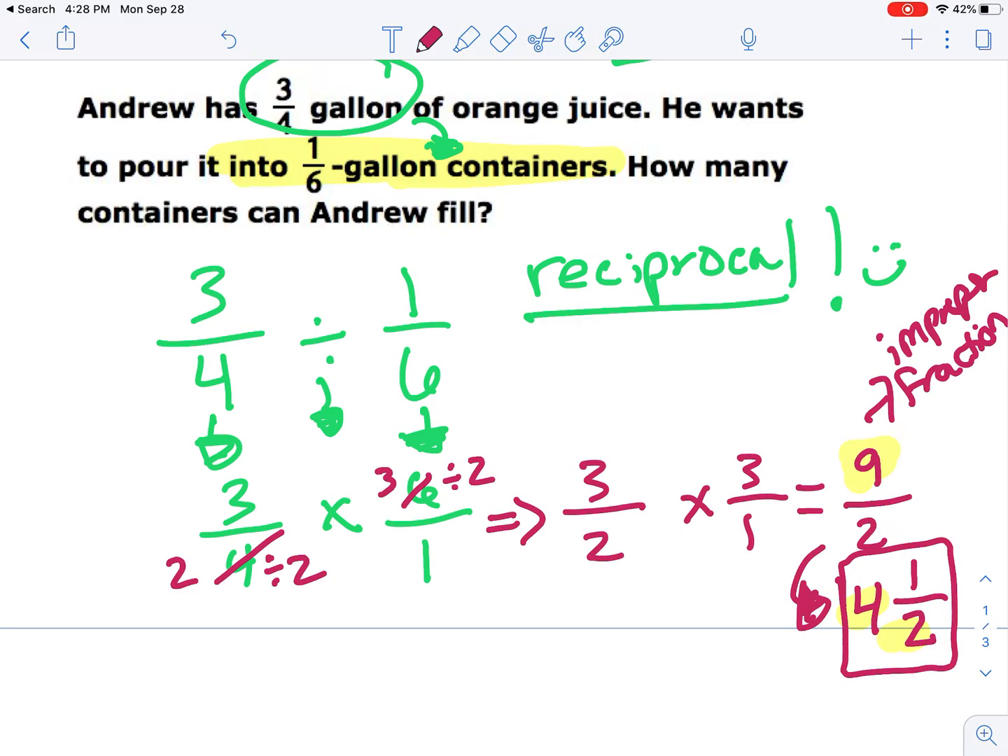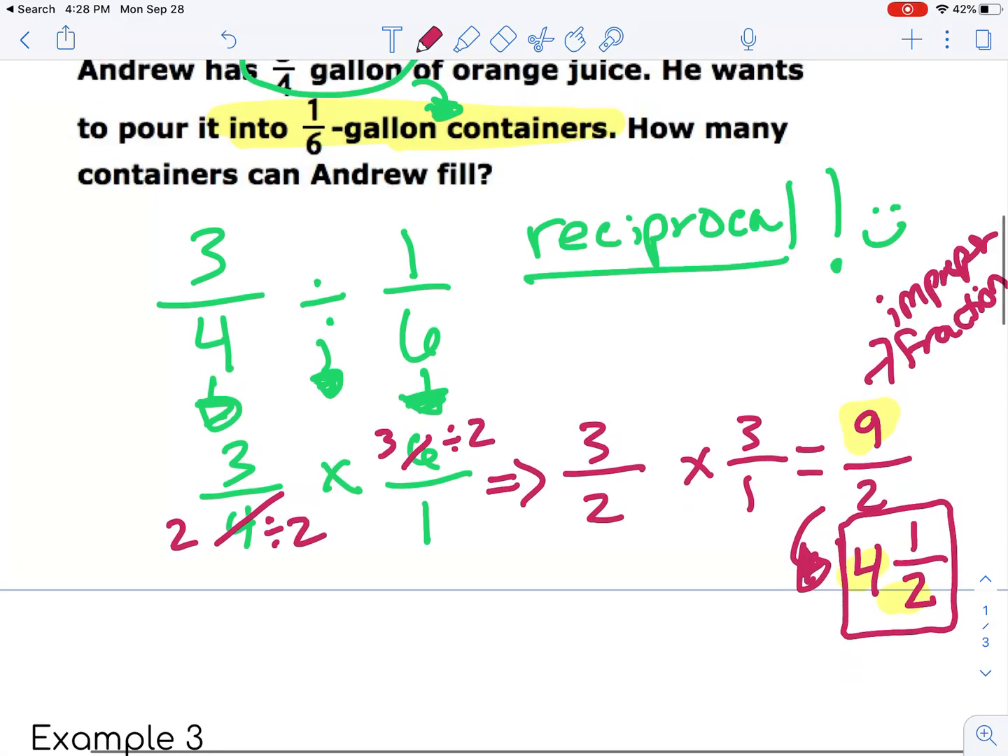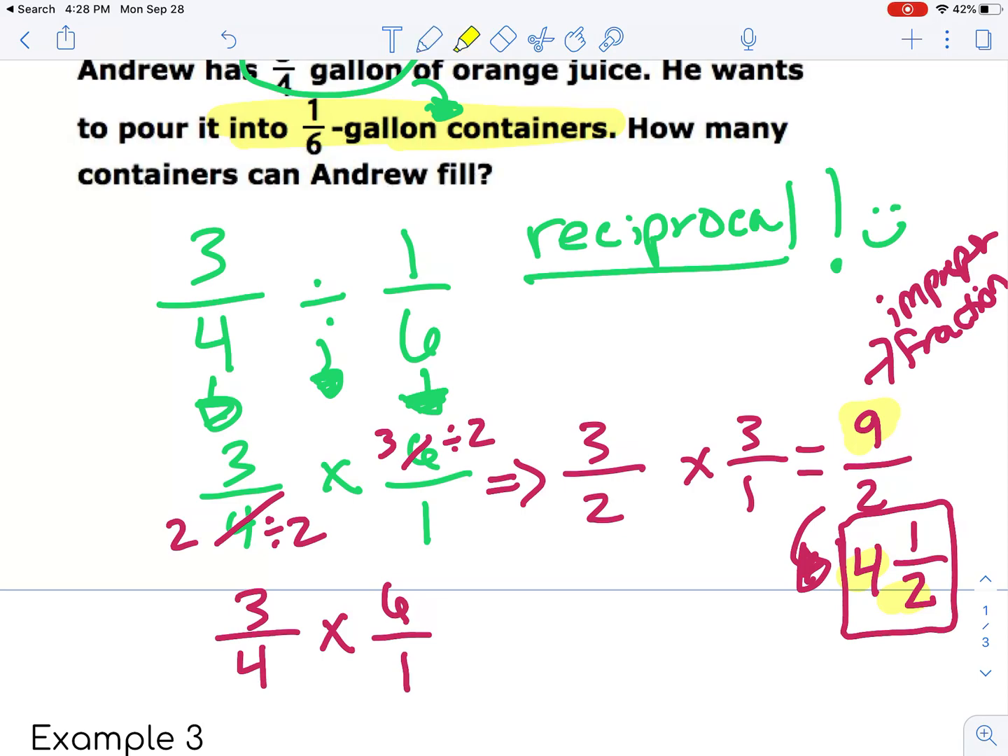So my answer here is how many containers can Andrew fill? If I have 3/4 gallon of orange juice, I can fill 4 and 1/2 containers. Now I do want to show you guys the other way we could have done this. If you didn't want to simplify first, if you had 3/4 times 6 over 1, and let's say you just wanted to multiply straight across, which you can do.